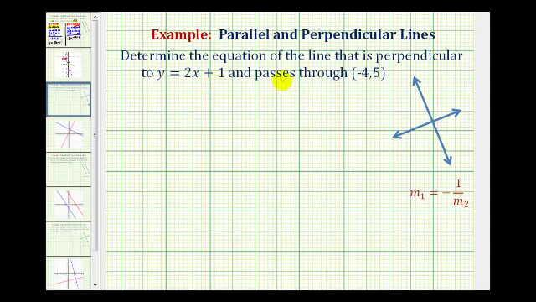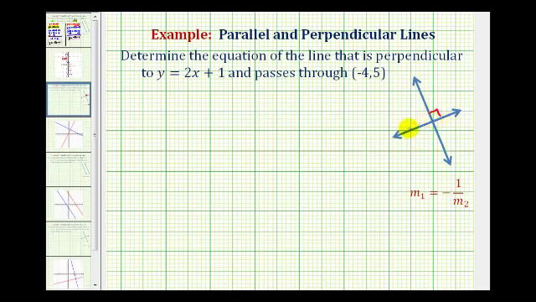We want to determine the equation of a line that is perpendicular to y equals 2x plus 1 and passes through the point with coordinates negative 4, 5. If two lines are perpendicular, that means they intersect and form a right angle, or a 90-degree angle. And if two lines are perpendicular, then their slopes are negative reciprocals of one another, which can be written using this notation here, which can be a little bit confusing.